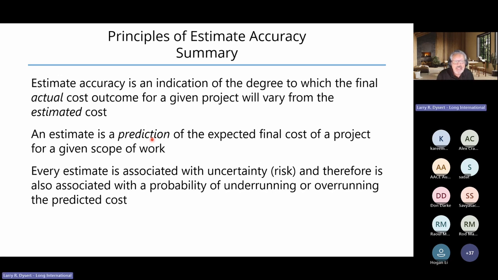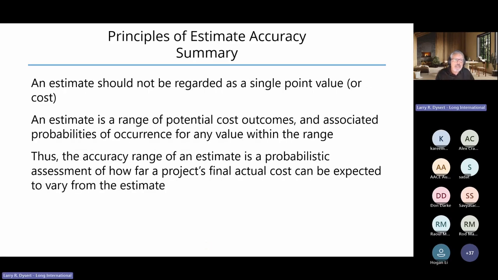Every prediction or every estimate is going to be associated with an uncertainty. And therefore, any value within that range of values is associated with a probability of underrunning or overrunning that predicted cost. We certainly want to communicate that our estimates should not be regarded as single point values. If all we're providing to management is that estimate plus contingency value, they don't have the information they need to make the most effective decision.